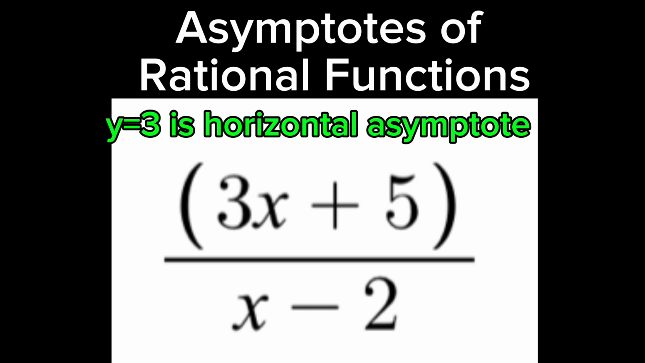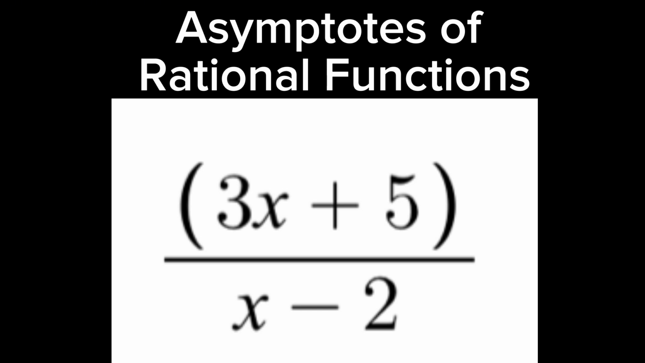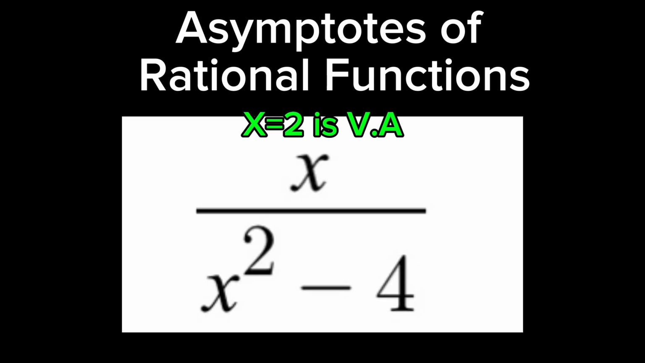For the vertical asymptote of this function, we can use the value that makes the denominator 0. x minus 2 equals 0, so that means x equals 2. So x equals 2 is the vertical asymptote. Let's do another similar problem, and this is with x over x squared minus 4.